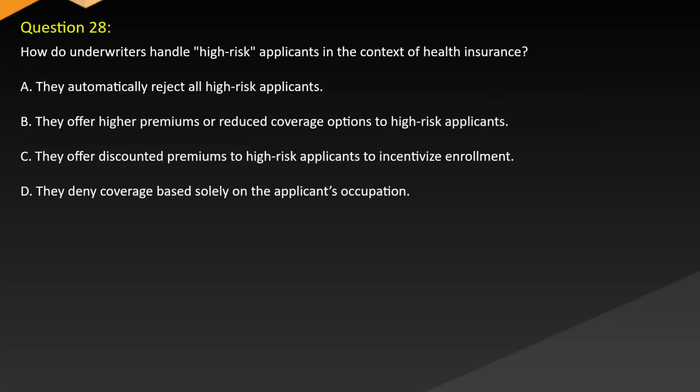Question 28. How do underwriters handle high-risk applicants in the context of health insurance? A. They automatically reject all high-risk applicants. B. They offer higher premiums or reduced coverage options to high-risk applicants. C. They offer discounted premiums to high-risk applicants to incentivize enrollment. D. They deny coverage based solely on the applicant's occupation.